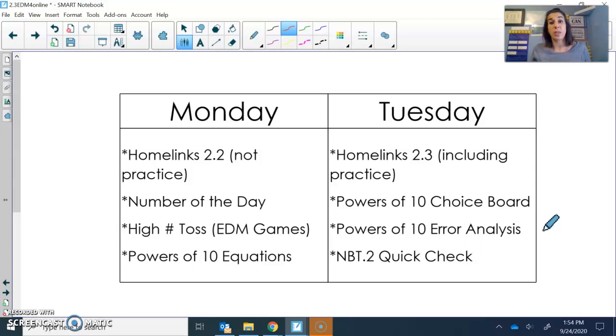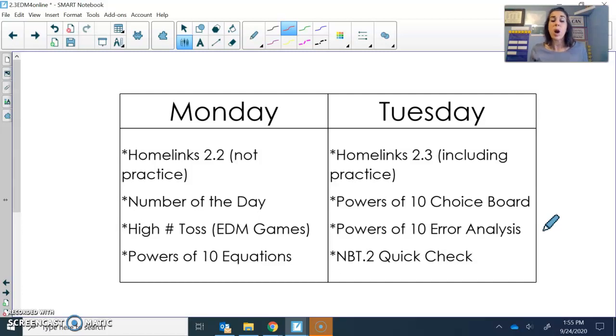When you take a picture with the iPad, please make sure that you're holding the iPad directly over top of that page. That way, Mrs. Bieber can see your work. Then you'll be doing your number of the day. Hopefully, High Number Toss will have all of its kinks worked out by that point. And you will have an additional activity in Seesaw called Powers of 10 Equations. Remember, every single one of these activities has a Seesaw activity with it. So if you are on Seesaw and you are completing all of your activities on Seesaw, you will not miss anything.